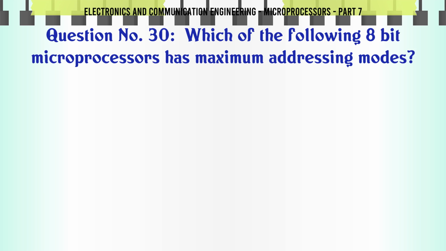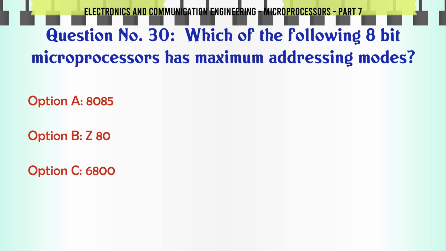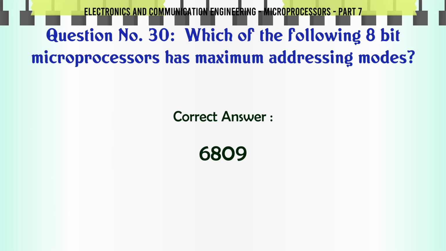Which of the following 8-bit microprocessors has maximum addressing modes? A. 8085, B. Z80, C. 6800, D. 6809. The correct answer is 6809.